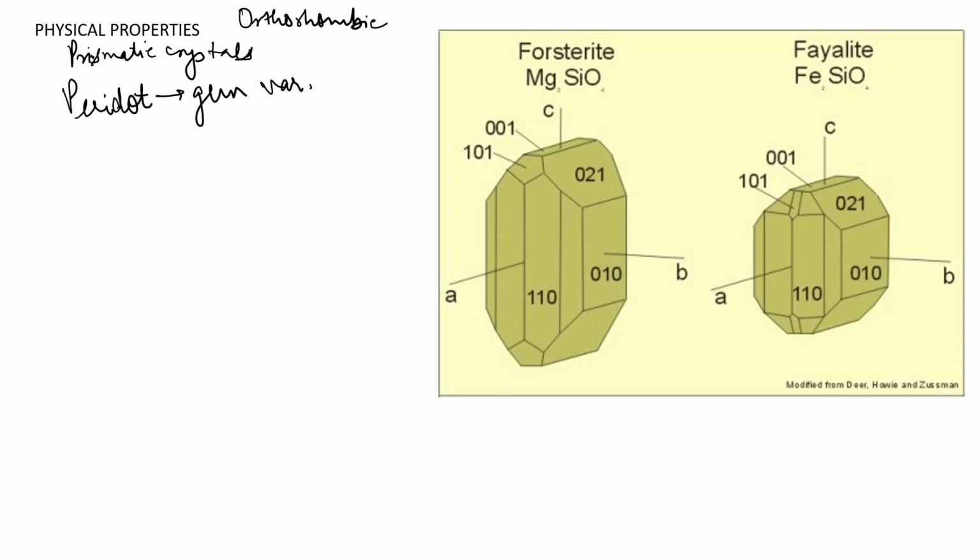If we look at these two crystals of forsterite and fayalite, you can see the marked difference in their shapes, in their habits. If you look at the forsterite crystal, how is a prism defined? Let me draw for you a simple prism.